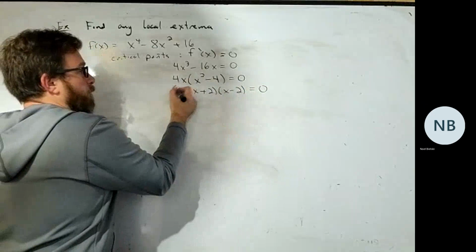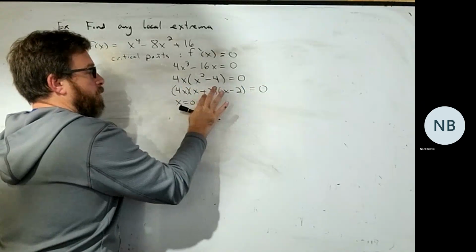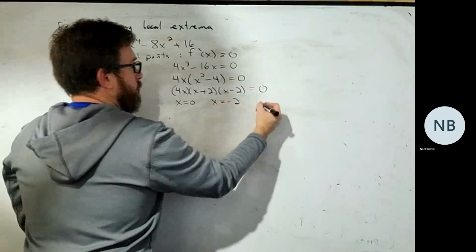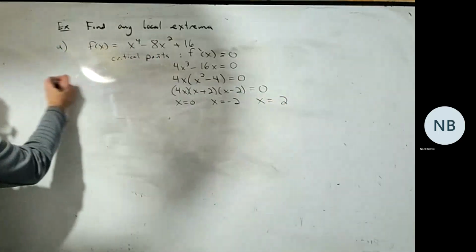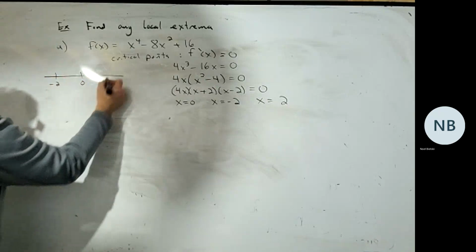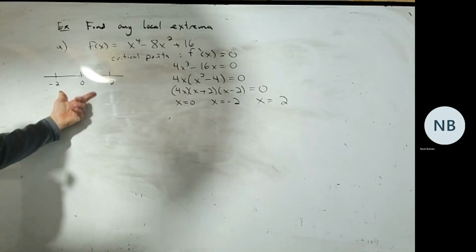So, I have 3 factors here. 4x being equal to 0 means x is equal to 0, and x plus 2 is equal to 0 means x is equal to negative 2. Then x minus 2 equal to 0 means x is equal to positive 2. So if we're looking at the intervals, I have 0, I have -2, and I also have +2. Those are where these things are making cuts.